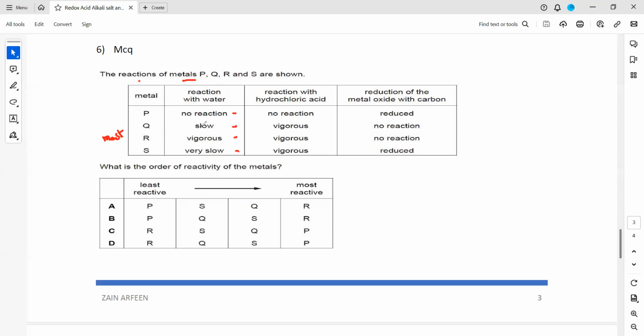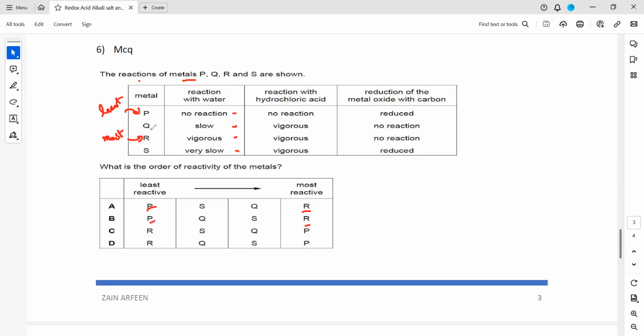Then after R, there should be Q. Why Q? Because vigorous, slow, very slow. So the second one is Q in terms of how fast they react. And which is the least reactive? P is not reacting at all. So the least reactive is P and the most reactive is R. So you have A and B. Either A can be an answer or B.